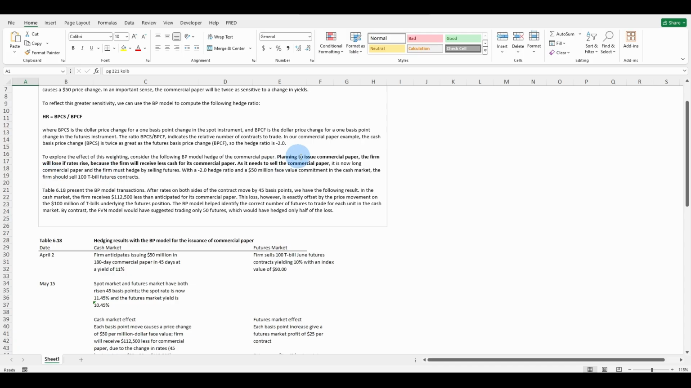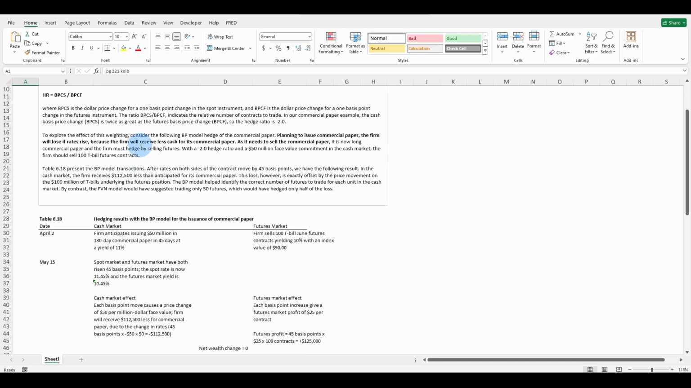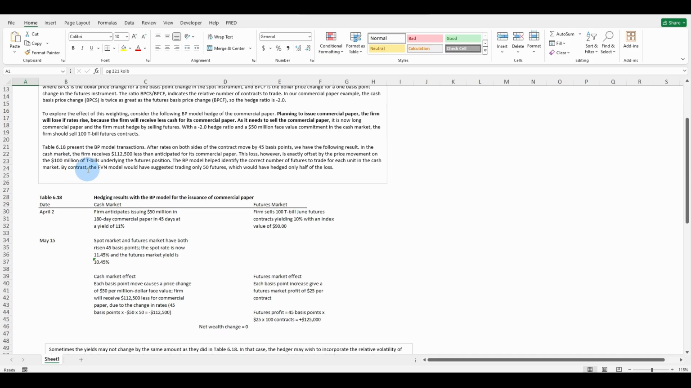To explore the effect of this weighting, consider the following BP model hedge of the commercial paper. Planning to issue commercial paper, the firm will lose if rates rise because the firm will receive less cash for its commercial paper. As it needs to sell the commercial paper, it is effectively long commercial paper, and the firm must hedge by selling futures. With a -2 hedge ratio and a 50 million face value commitment in the cash market, the firm should sell 100 T-bill futures contracts. Table 618 presents the BP model transaction.